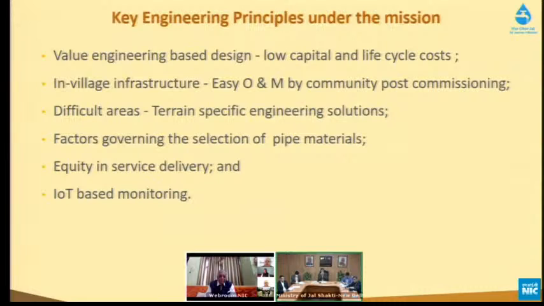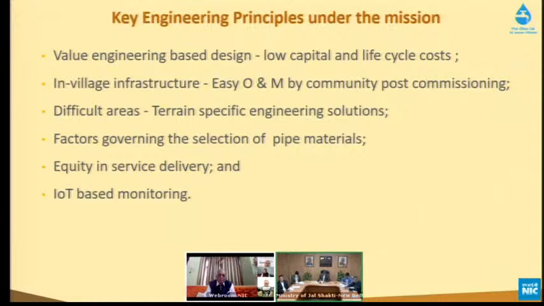The country of the size of India has got different types of terrains, so we need to have engineering solutions for different types of terrains. We have coastal, hilly, cold areas, hot areas, deserts, all those areas. Then there are different factors that govern the selection of your materials that cost around 60 to 70% of your project cost. How do you actually select your pipe materials? That will again be dealt with in this program.